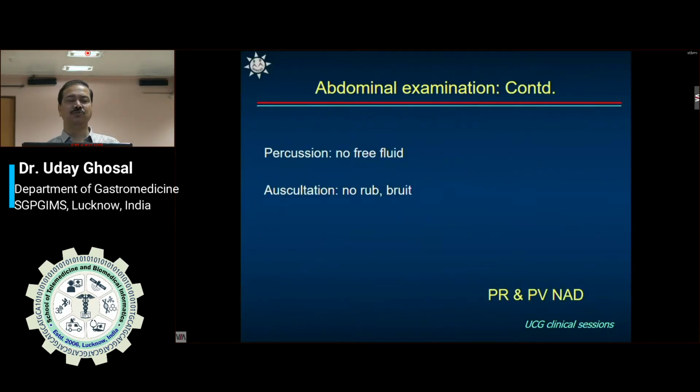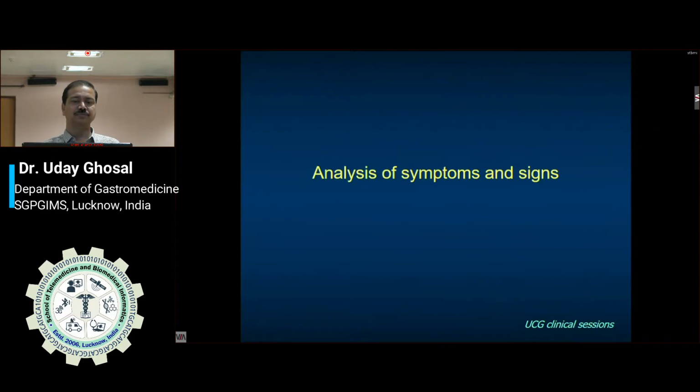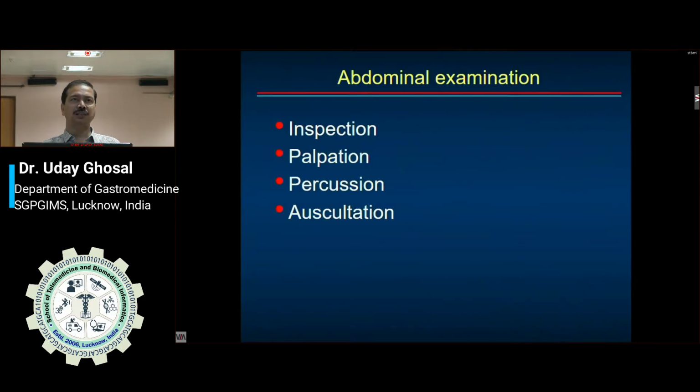Percussion did not show any free fluid. On auscultation, there was no rub, no bruit. Per rectal examination was normal. Per vaginal examination was normal. So in a patient with an abdominal lump, per rectal examination is a must. Per vaginal examination is also necessary. Now on abdominal examination, as I told you, you should do inspection, palpation, percussion, and auscultation.